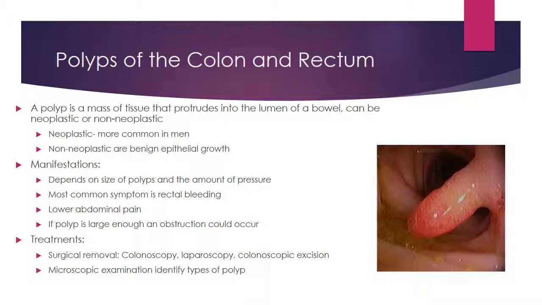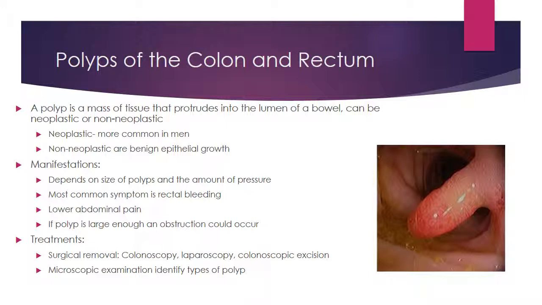And these are polyps of the colon and rectum, and a polyp is a tissue that protrudes into the lumen of a bowel. It can be neoplastic or non-neoplastic. The neoplastic are actually more common in males than women, and non-neoplastic are benign epithelial growth. Some manifestations obviously depend on the size of the polyp and the amount of pressure that it is pushing on the other walls.